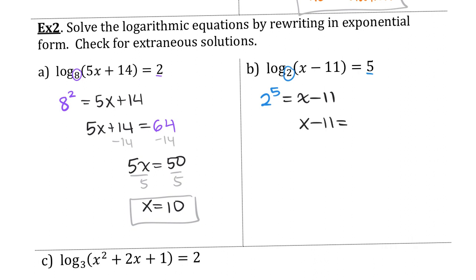Okay, let me multiply out 2 to the 5th. That's 2, 4, 8, 16, 32. Okay, now let's solve for our x. So I get x equals 43.